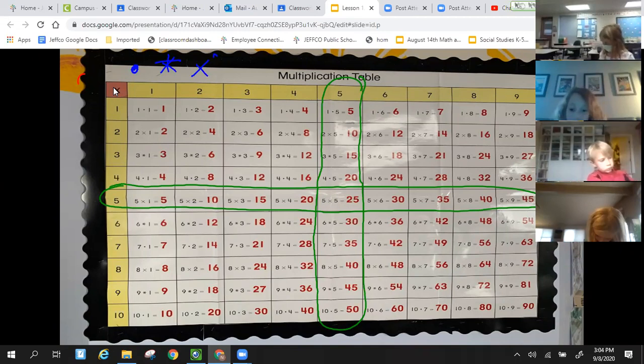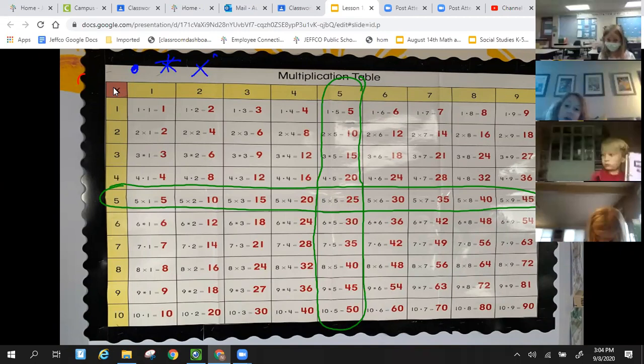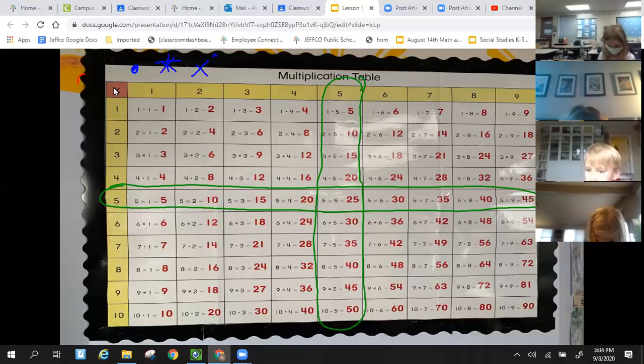All right, so the last success criteria I had was multiply 5s using your fingers. We're going to use this to help us. When I say it, I want you to hold up the finger and say it with me.